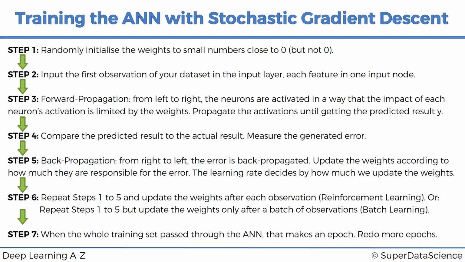And step 7, when the whole training set passed through the artificial neural network, that makes an epoch. Redo more epochs. So basically you just keep doing that and doing that until your neural network trains better and better and constantly adjusts itself as you minimize the cost function. So there we go. Those are the steps you need to take to build your artificial neural networks and train it. And these are the steps that you will be taking together with Hadelan in the practical tutorials.